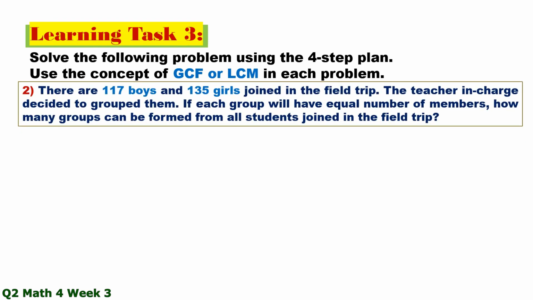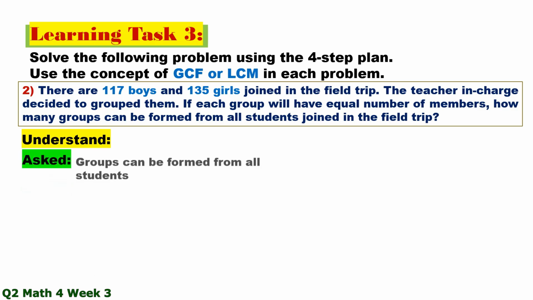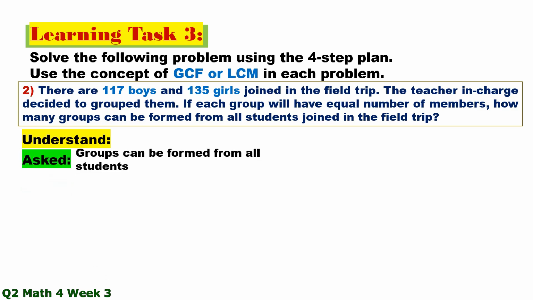Number 2. There are 117 boys and 135 girls who joined in the field trip. The teacher in charge decided to group them. If each group will have an equal number of members, how many groups can be formed from all students who joined in the field trip? But it's asked, groups can be formed from all students.